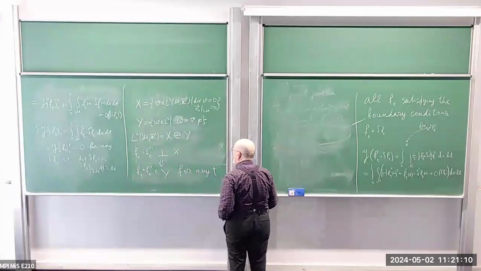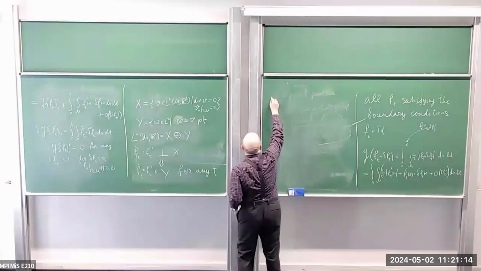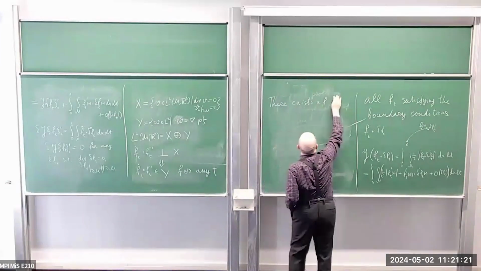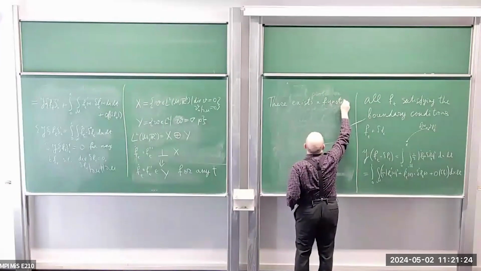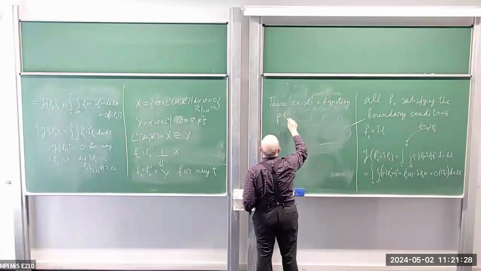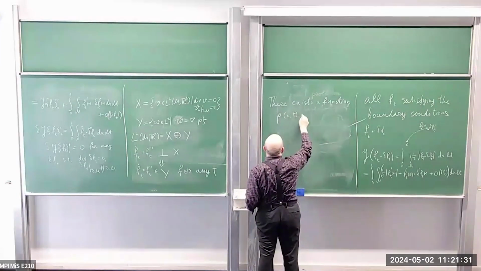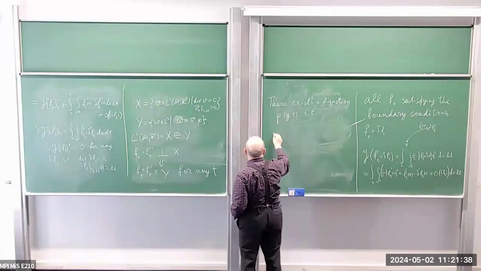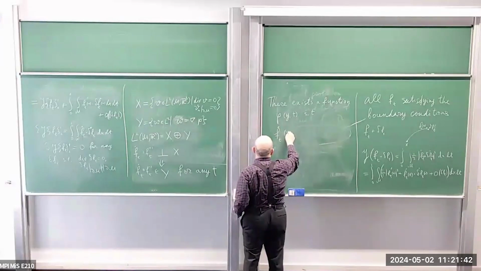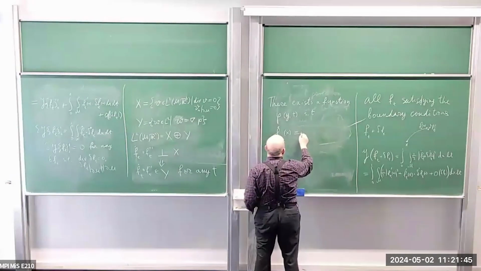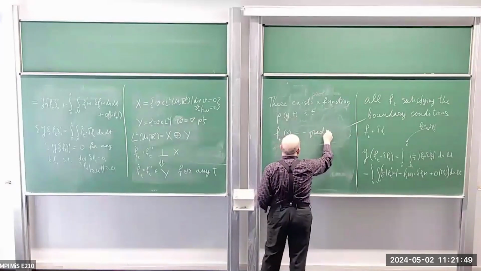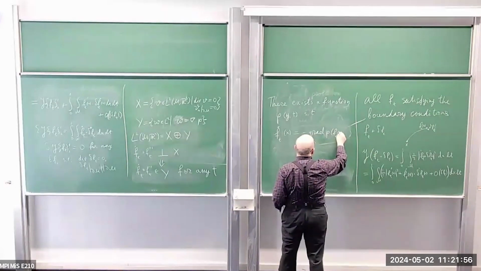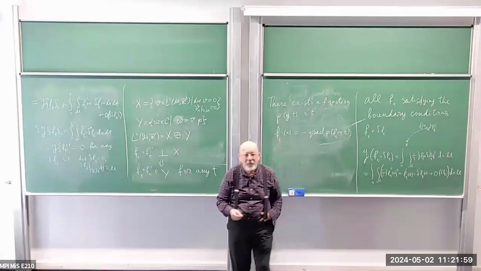So this means that there exists a function, let me call it p t, such that ft dot dot of x equals minus gradient p of ft of x. Yeah.